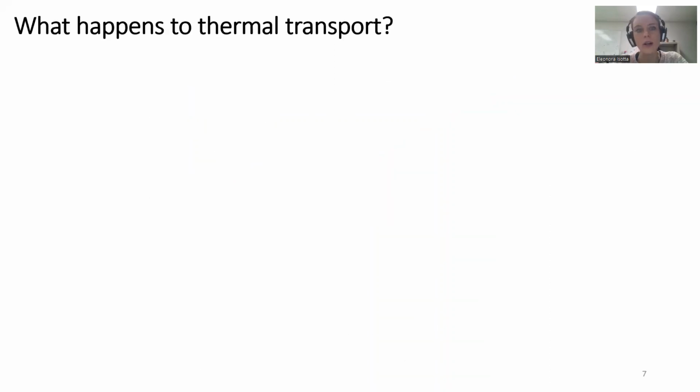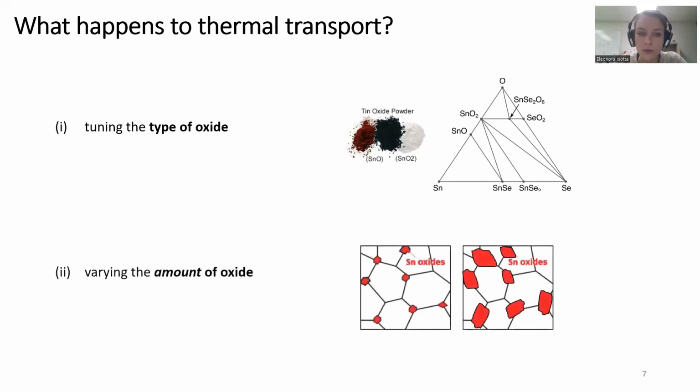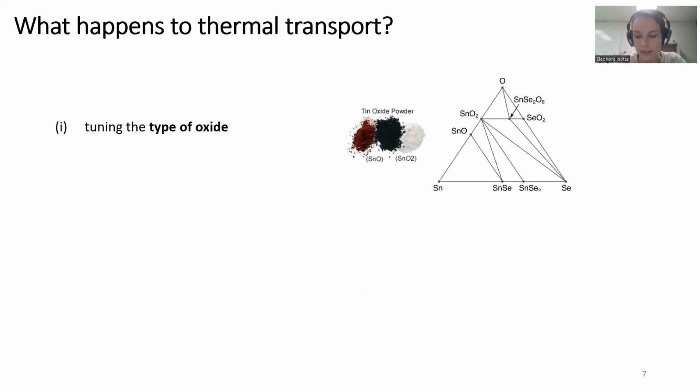Okay, so we decided to perform some tests of our own, and in particular to see what happens to thermal transport when we tune the type of oxide, because we have seen that SnO and SnO2 have very different thermal properties. And if we tune the amount of oxide and test samples with significant and quantifiable amounts. So let's see the first case study.